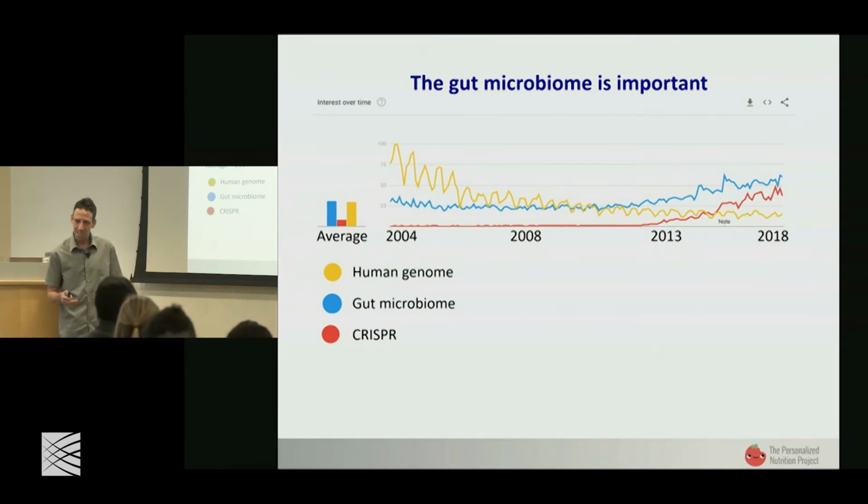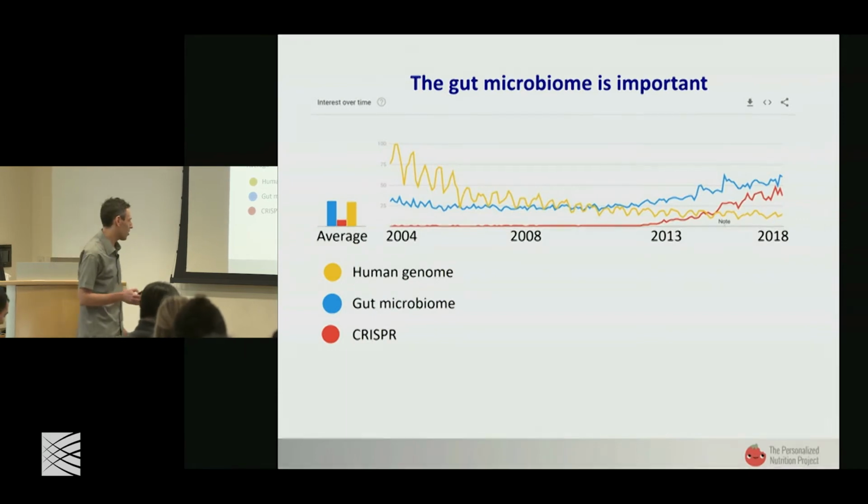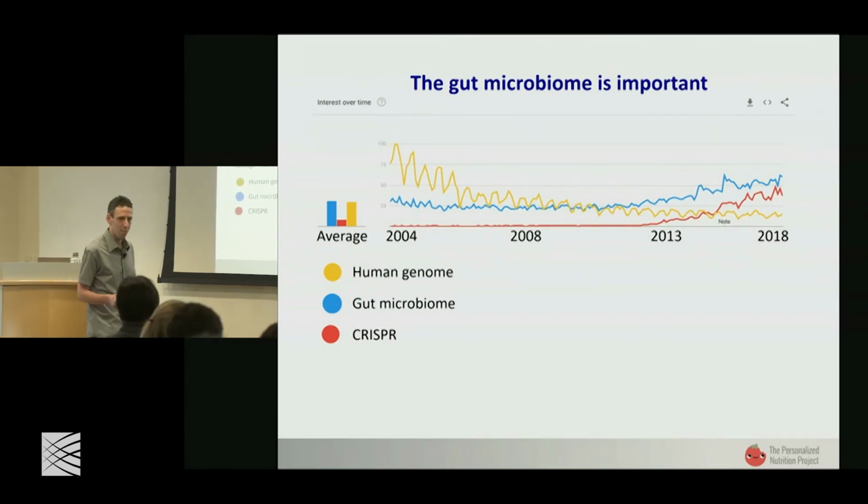Yeah. What's the periodicity? What's that? What do you mean? Summer. What do you mean? Like, why does it go up and down? I have no idea. I just pulled this off Google Trends. Yeah, I wouldn't trust this too much, but it's interesting to look at.